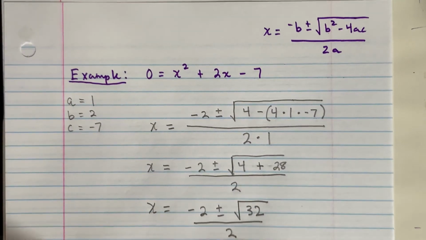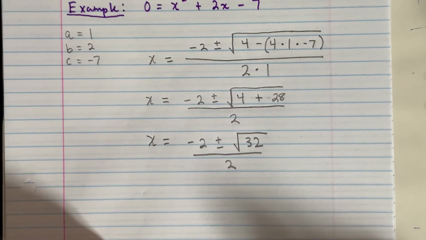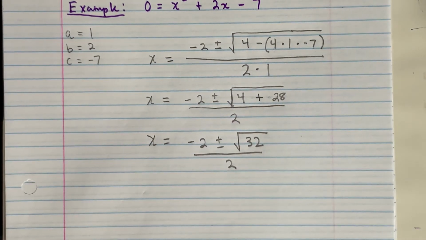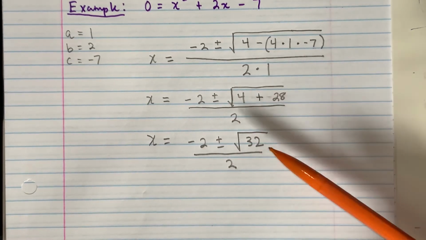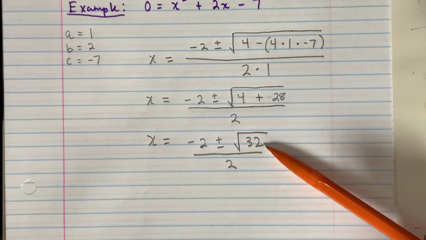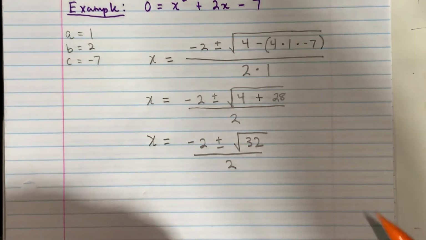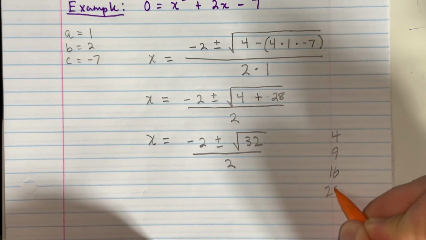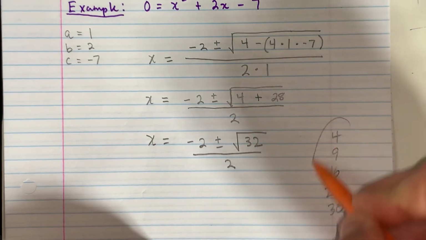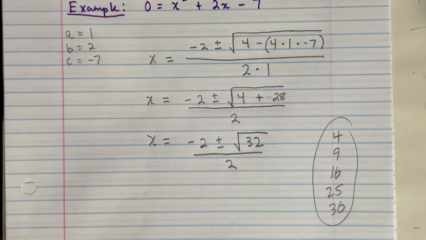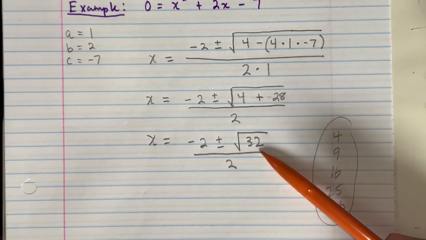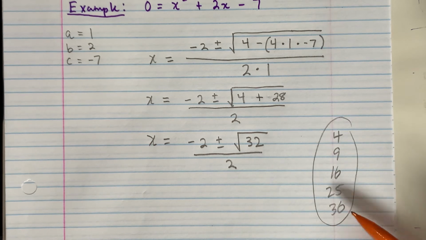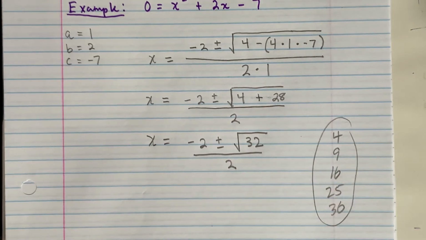Okay, so if you paused the video and tried this on your own, you might have gone a little bit further than you needed to. For this one, remember, as soon as I take the square root of a number that's not a perfect square, right? Remember, like 4, 9, 16, 25, 36. Those are all perfect squares, right? 32 is not a perfect square. It's somewhere in between 5 and 6, right, if we took the square root.